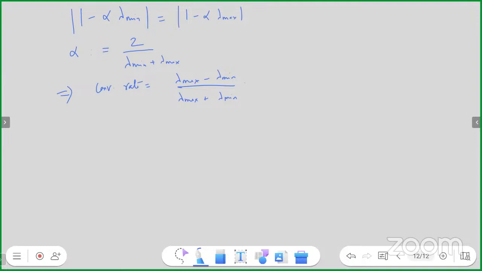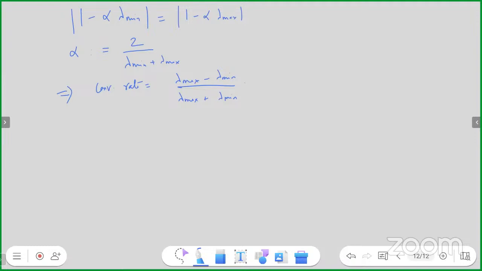So it can't be more than one, right? Can it be? No, it can't be more than one. But it can go very close to one when lambda min is very small. So you don't want ill-conditioned Qs. Qs having eigenvalues greater than zero but very close to zero is what you don't want. And that could possibly happen in particular instances.